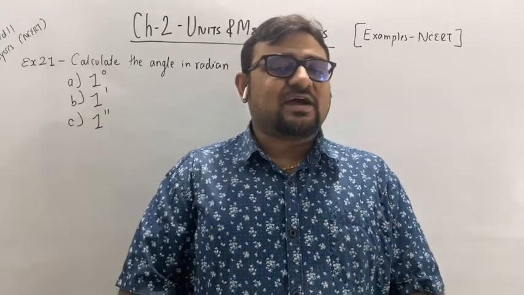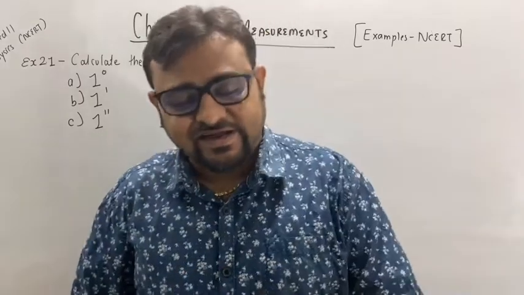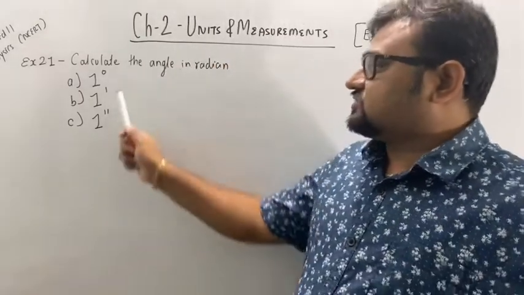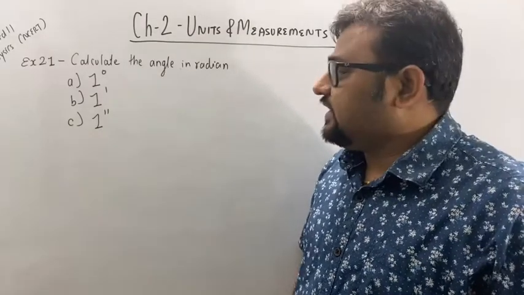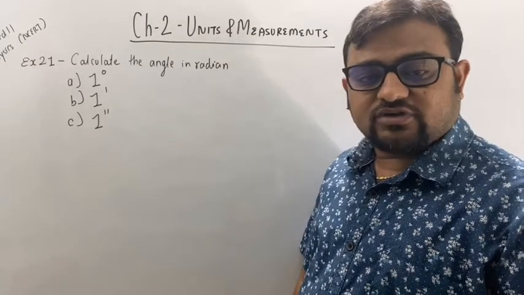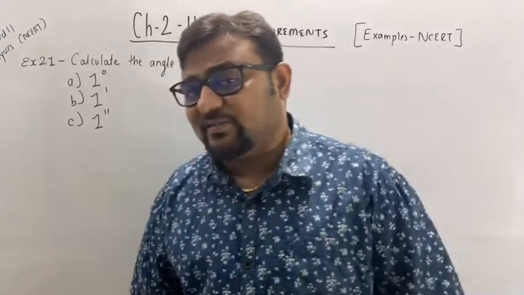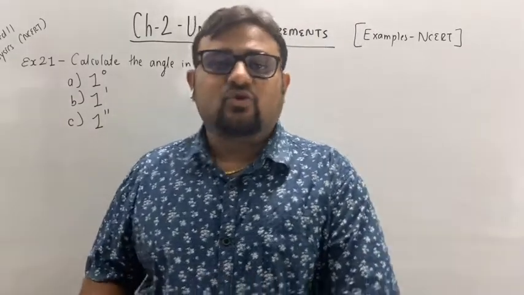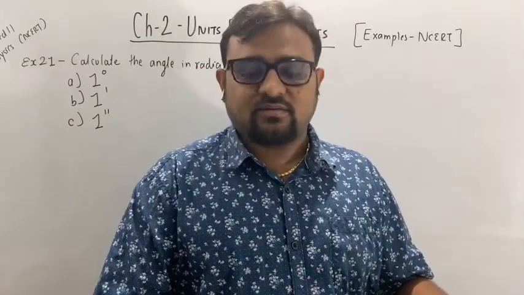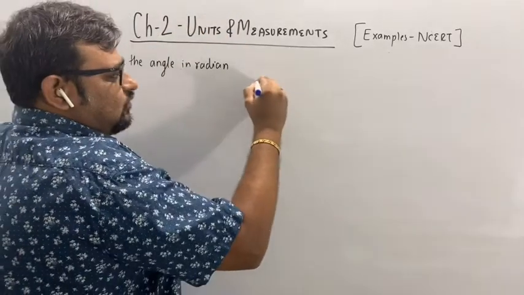Let's start with example 2.1 of the NCERT textbook. The first example is to calculate the angle in radian. The first one is 1 degree. We had already studied the method of conversion of degree to radian. So, we know that 1 degree.